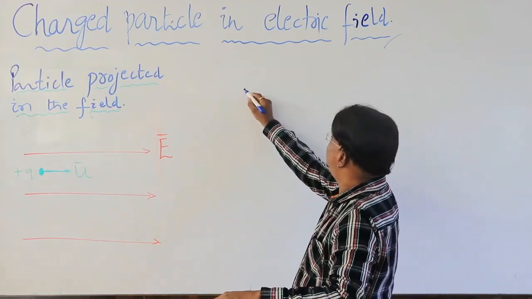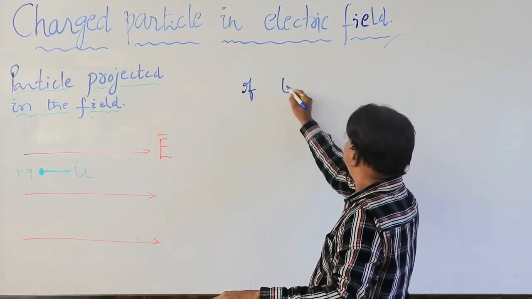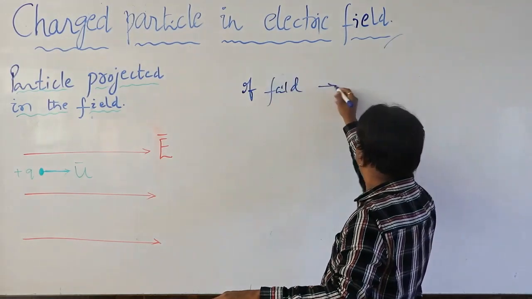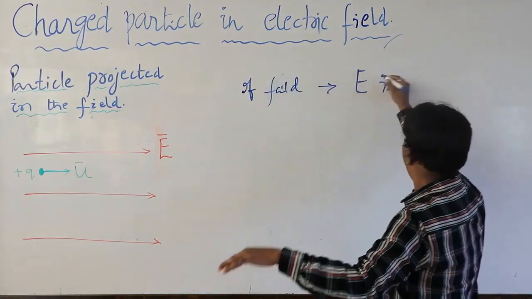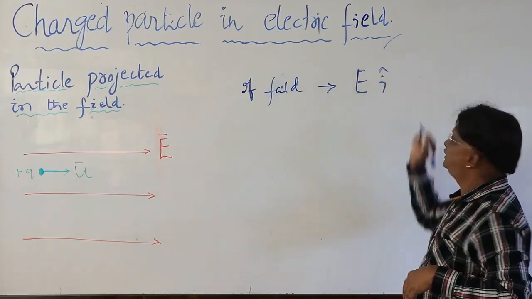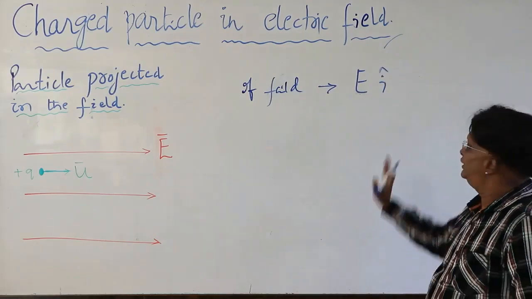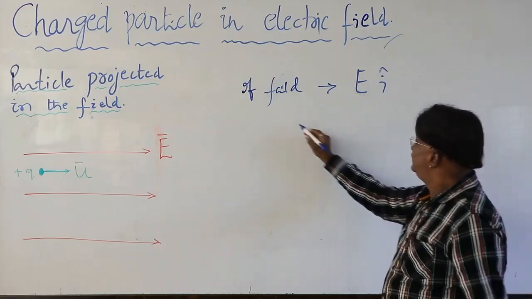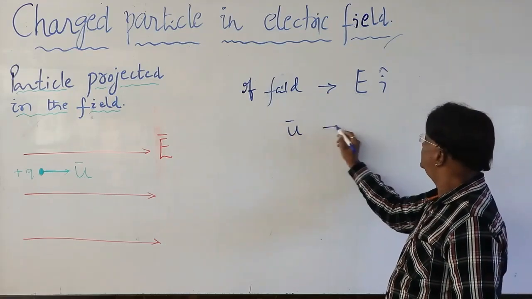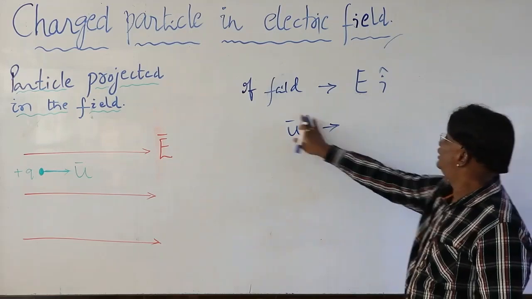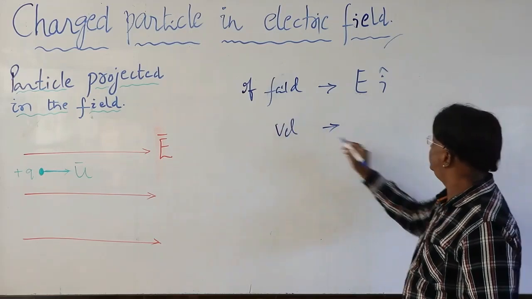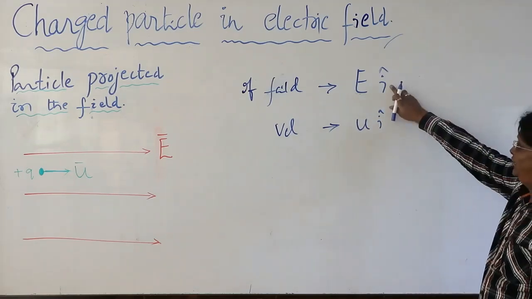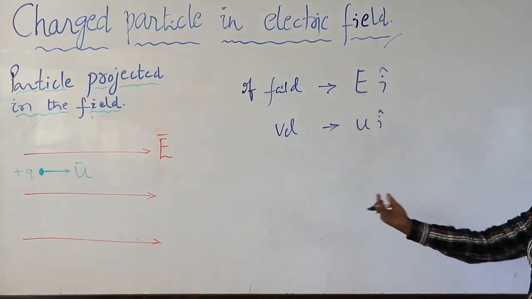Now, if I take the field vector I am writing, the field vector is E I cap. I have taken the field along the positive x-axis. Then let me also take U bar, or velocity, as U I cap. So this is E I cap, U I cap, that is what I mean by parallel, the theta equal to 0 case.